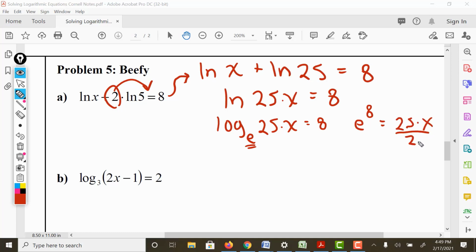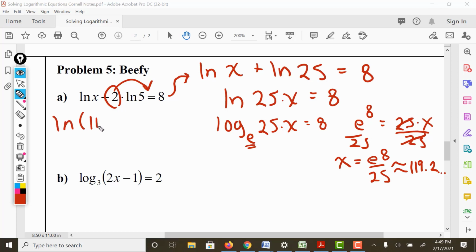We divided both sides by 25. And this is the exact answer. If you were to put this in a calculator, you're going to get something along the order of 119.2. Now, of course, you could always check this by using your calculator. You could go ahead and put this back in.